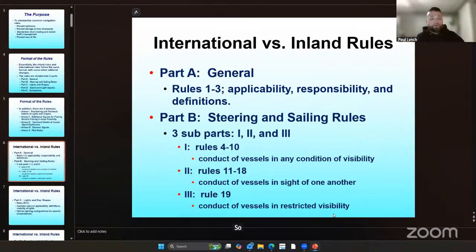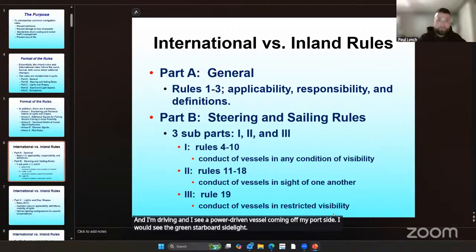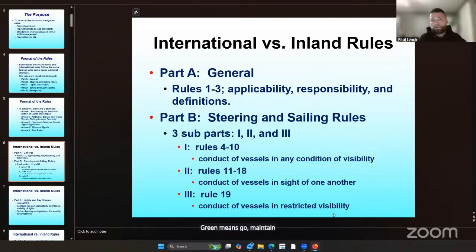There's a couple terminologies that we're going to learn later on, called stand-on and give-way. A stand-on vessel maintains course and speed. A give-way vessel has to give the right of way. For instance, if you had two power-driven vessels and I'm driving and I see a power-driven vessel coming off my port side, I would see the green starboard side light. Green means go, maintain course and speed. So I would be the stand-on vessel and they would be the give-way. But if they were coming off of my starboard, I would see their port side light, which is red, and red means stop. So that means I'm the give-way and they're the stand-on.